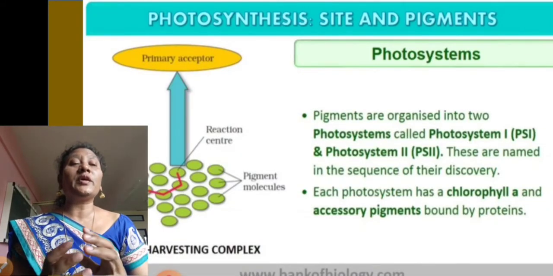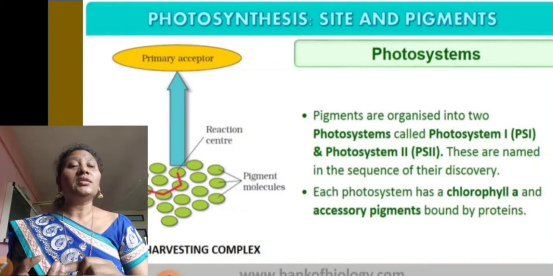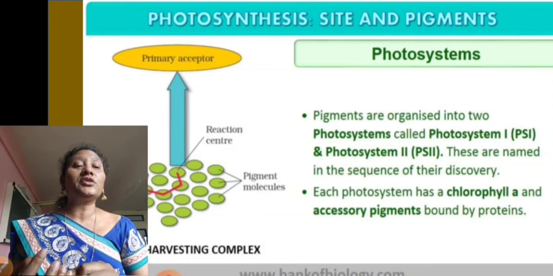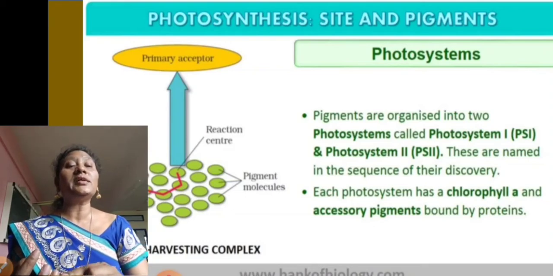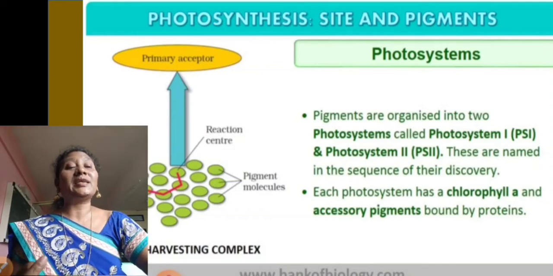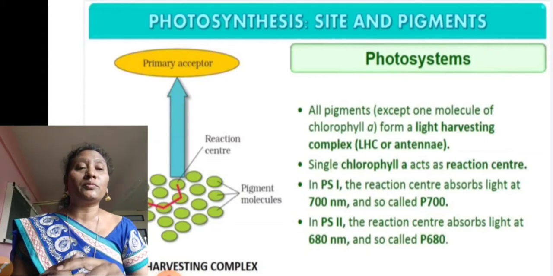Photosynthetic pigments are organized into two photosystems called photosystem 1, PS1, and photosystem 2, PS2. These are named in the sequence of their discovery. Every photosystem has chlorophyll A and accessory pigments bound by proteins.